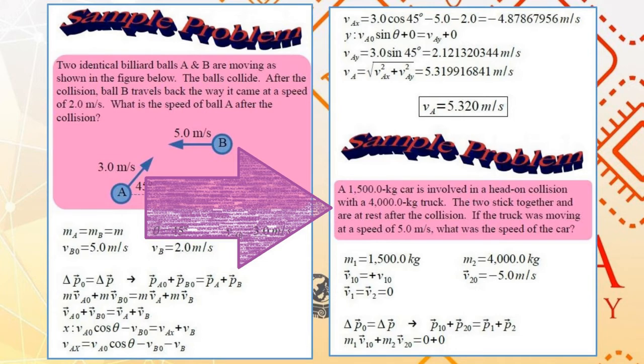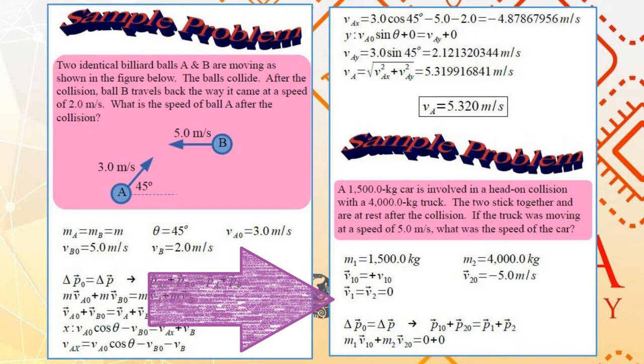Next, we have the following problem. A 1,500 kilogram car is involved in a head-on collision with a 4,000 kilogram truck. The two stick together and are at rest after the collision. If the truck was moving at a speed of 5 meters per second, what was the speed of the car?